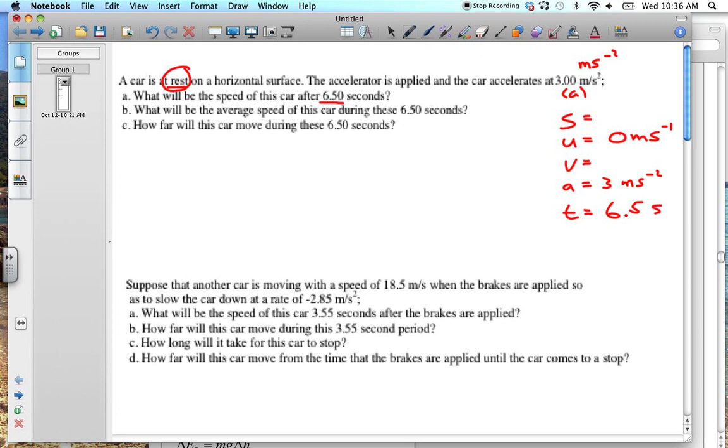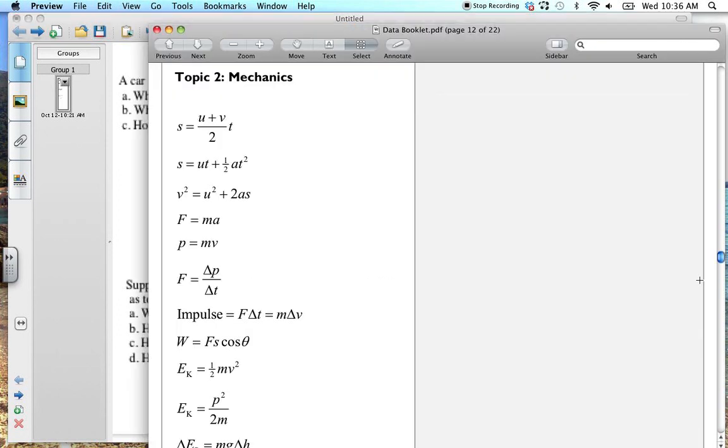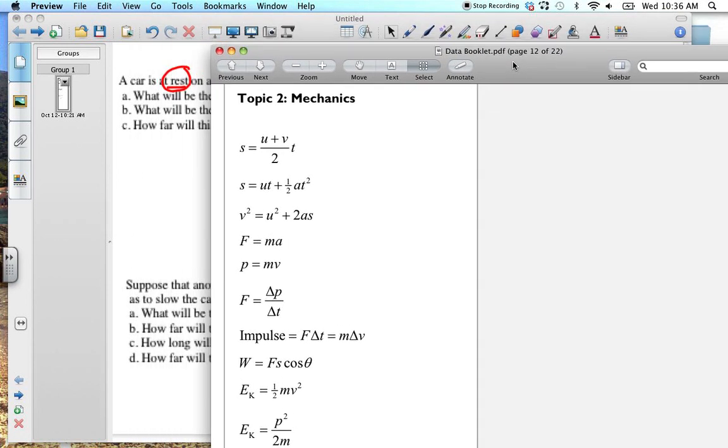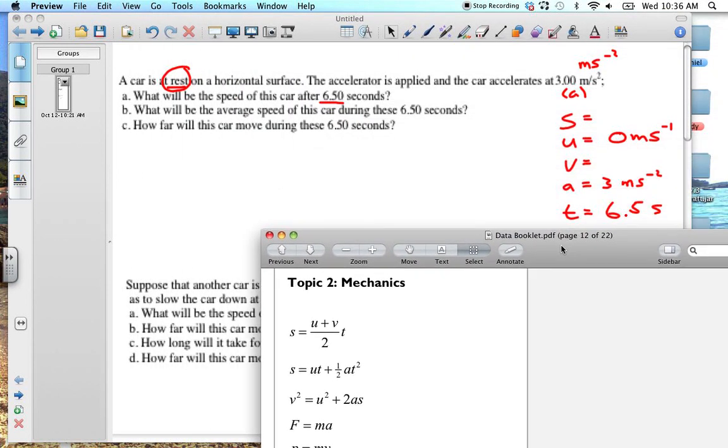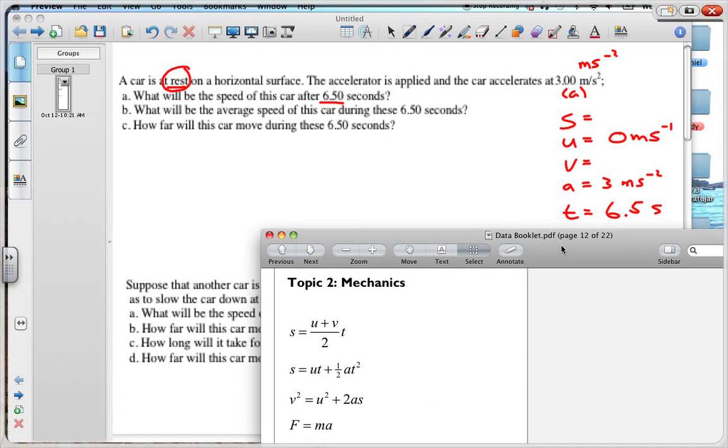Now what we need to do with this is go back to our formulas and decide which formula we are going to use. Perhaps I can just move this over here so we can see both at the same time. But which formula am I going to use? Remember, we've got V is equal to U plus AT also.